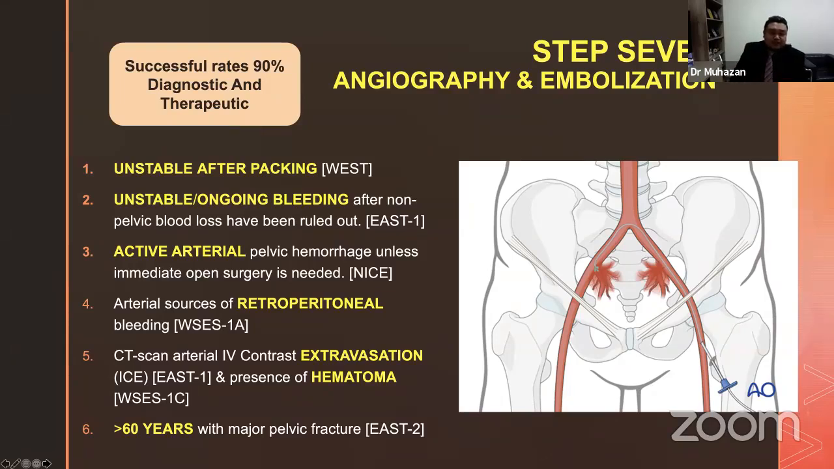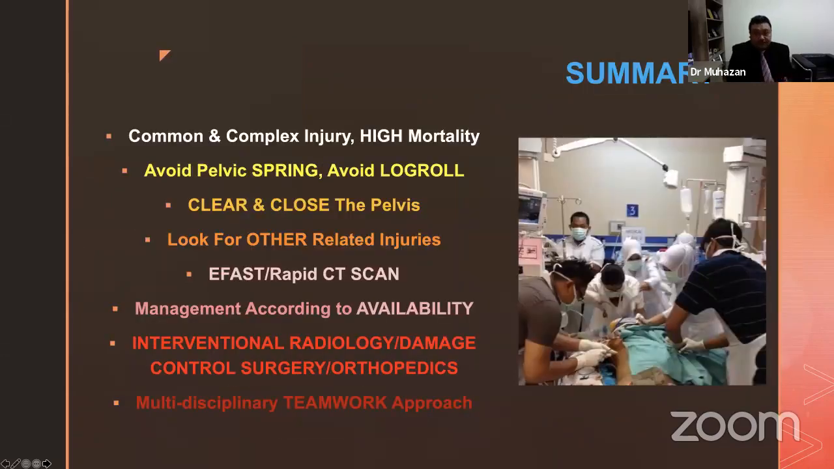All right, so I've come to my last slide. As a summary, pelvic injury is important for you to be familiar with. It is something that we need to focus on. The few things that we need to keep in mind: number one, it is a common injury, like we said, up to 12%, complex, with multiple organs and vessels involved, and high mortality, like we said, 60% in an open fracture. Avoid pelvic springing. You just do your pelvic palpation. Avoid log roll if you've established that it is a pelvic fracture. Clear the pelvis immediately, radiologically or clinically.